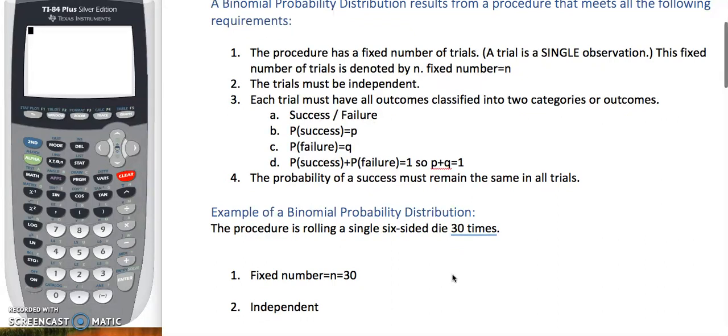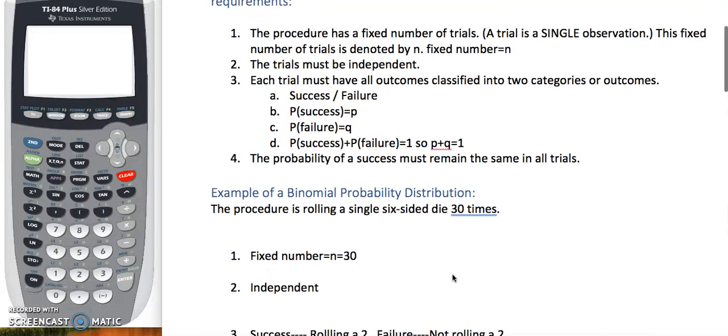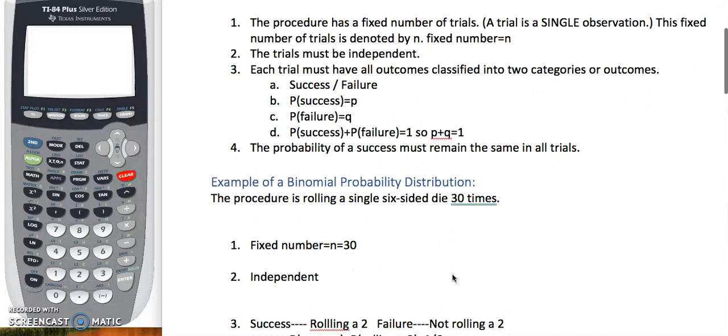Are these outcomes classified into 2 categories? Well, when I roll a single die, I have 6 different outcomes that could occur. I could roll a 1, a 2, a 3, a 4, a 5, or 6. But I could classify them into 2 categories. For example, I could say my success would be rolling a 2, and my failure would be, let's say, not rolling a 2.